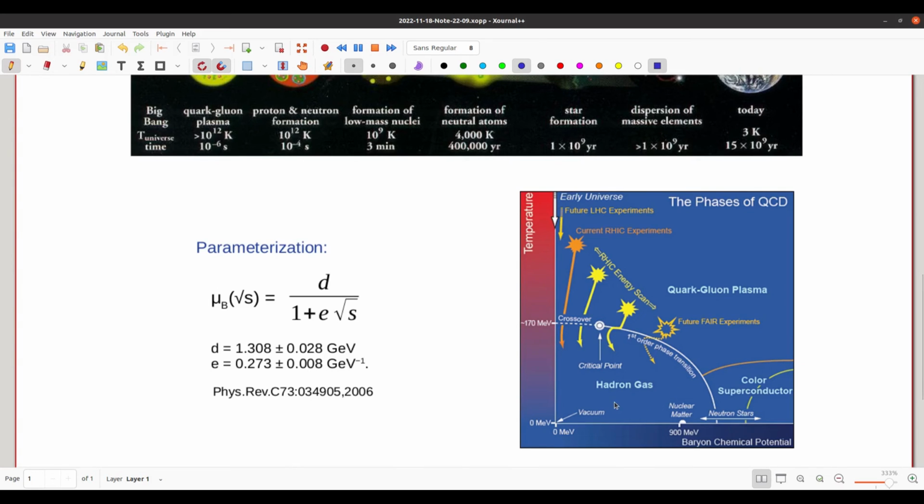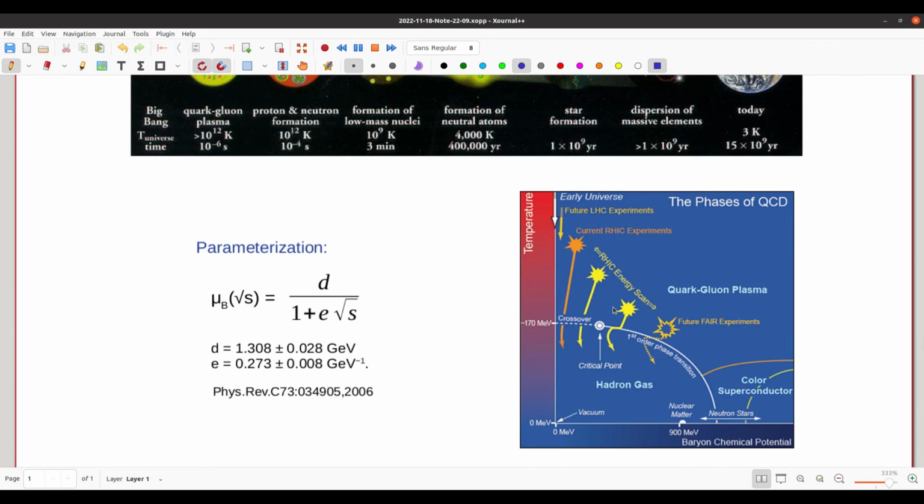In the experiment, we are looking at what signatures we can study for the first order phase transition. Basically we use the v1 to probe the first order phase transitions, and for the crossover and critical point regions we use the higher moment analysis of the net baryon, net charge and net strangeness. All these things we study to probe this.